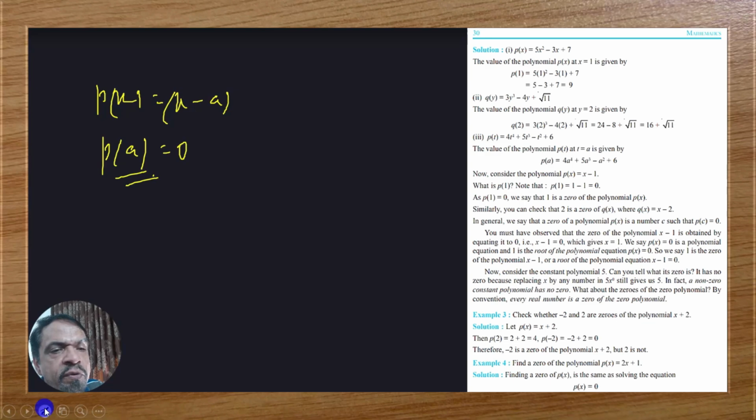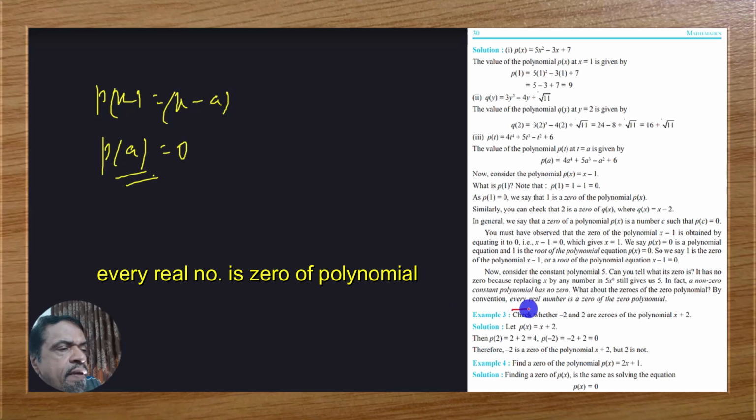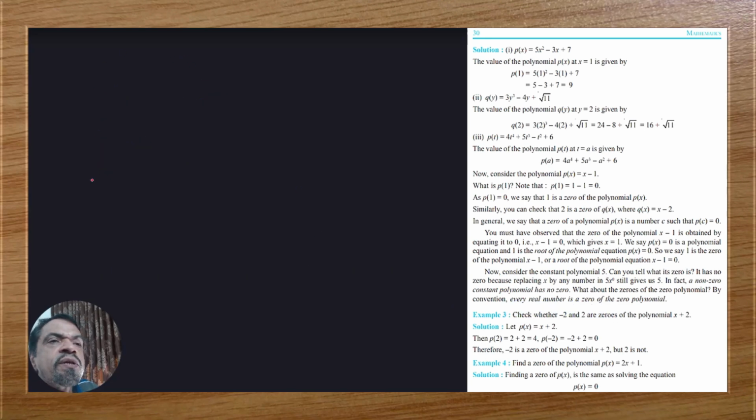And what about the important concept here? We got here that every real number, it can be any number, can be the 0 of the polynomial. Not necessarily 0. It can be 1, minus 1, root 2, root 3. So means the simple and important concept, listen here. What is the 0 of a constant polynomial?